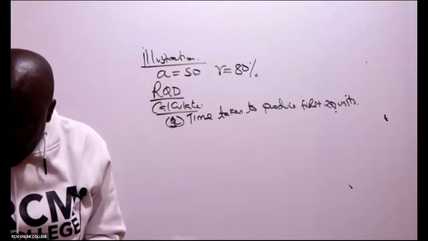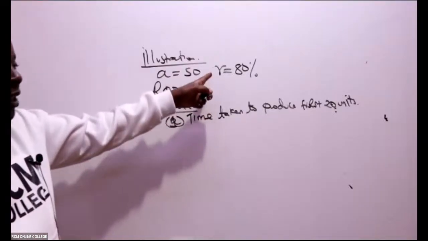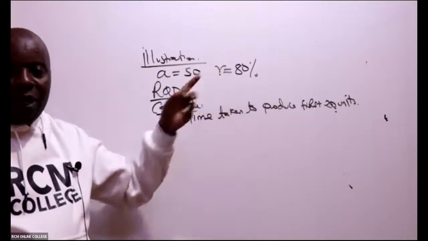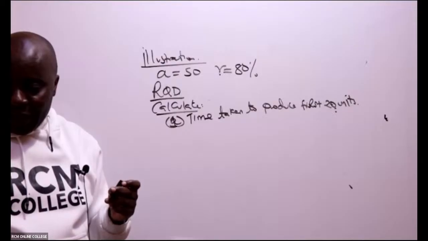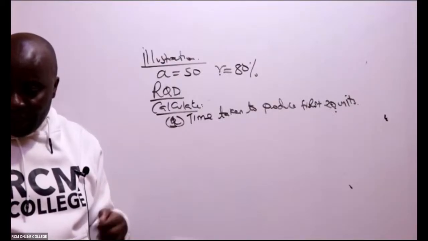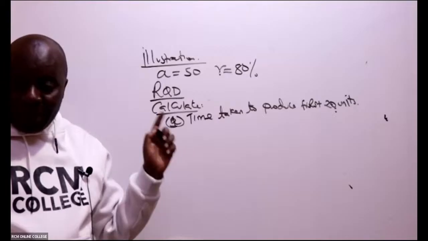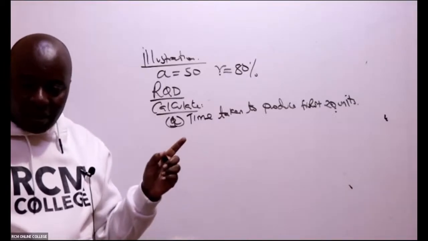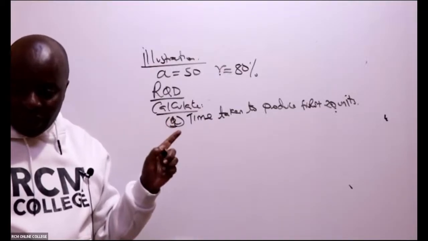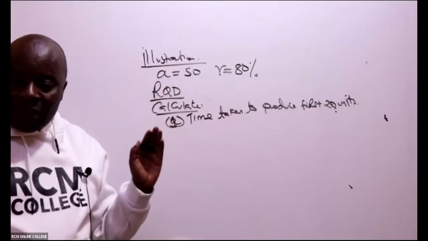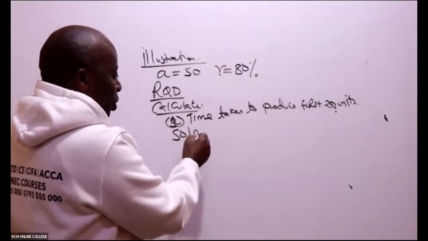Remember Wanjiko, it's very, very easy. Just write this and you'll be able to see it from here. So remember, R is the rate of learning. Ladies and gentlemen, once you have been able to write this question, I'll go ahead and solve it. So, solution.